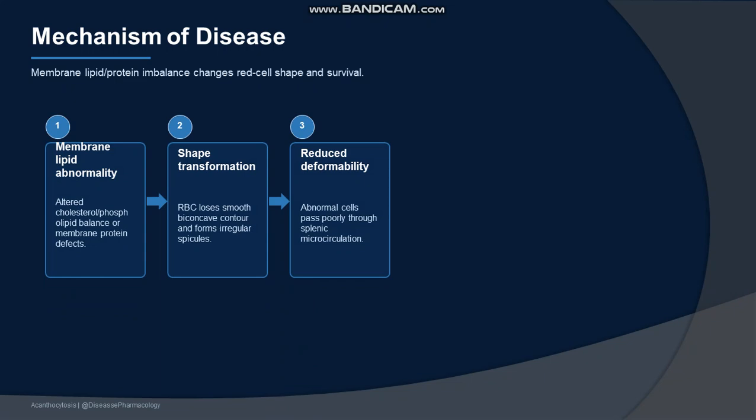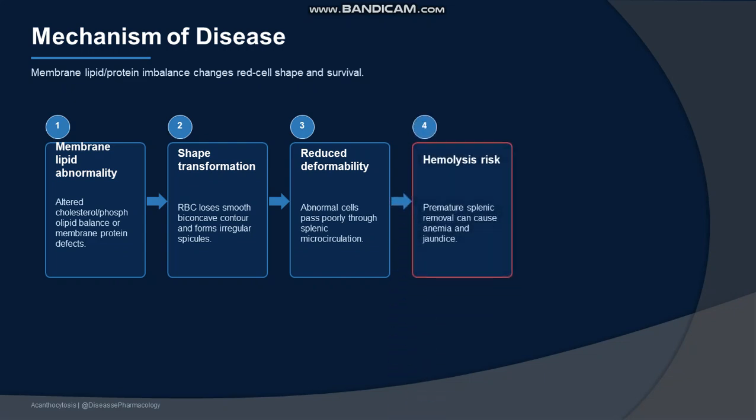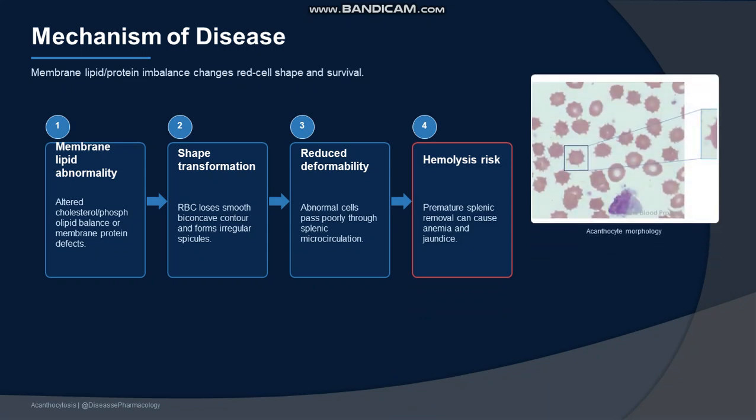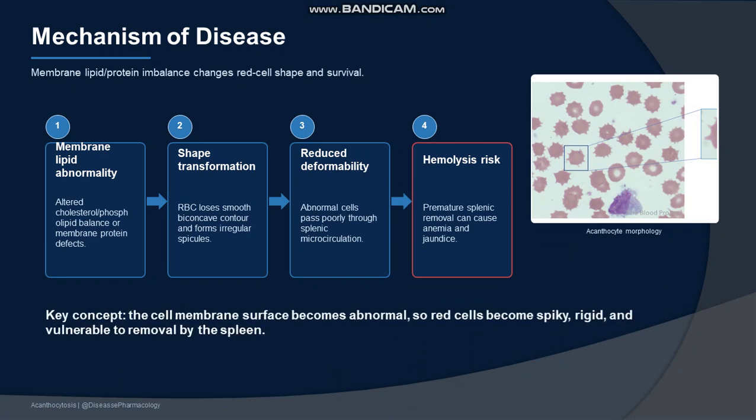reduced deformability. Abnormal cells pass poorly through the splenic microcirculation. Hemolysis risk increases with these kinds of cells. Premature splenic removal can cause anemia and jaundice. That is the acanthocyte, as you are viewing in the picture. The key concept: the cell membrane surface becomes abnormal, so red blood cells become spiky, rigid, and vulnerable to removal by the spleen.